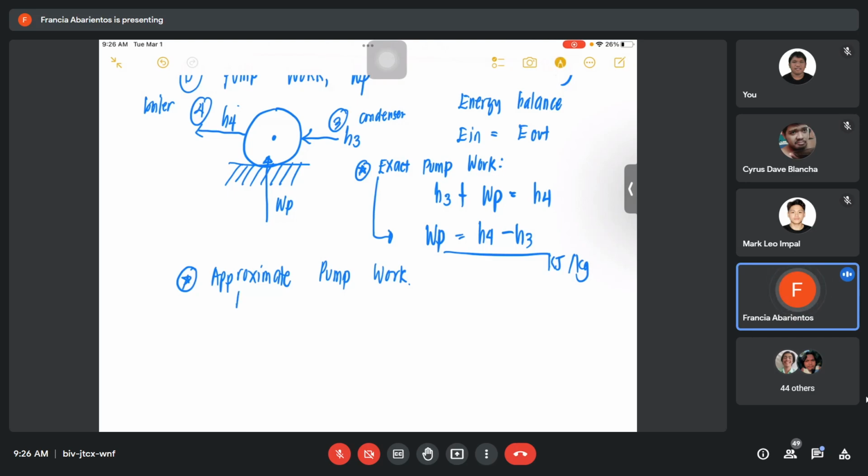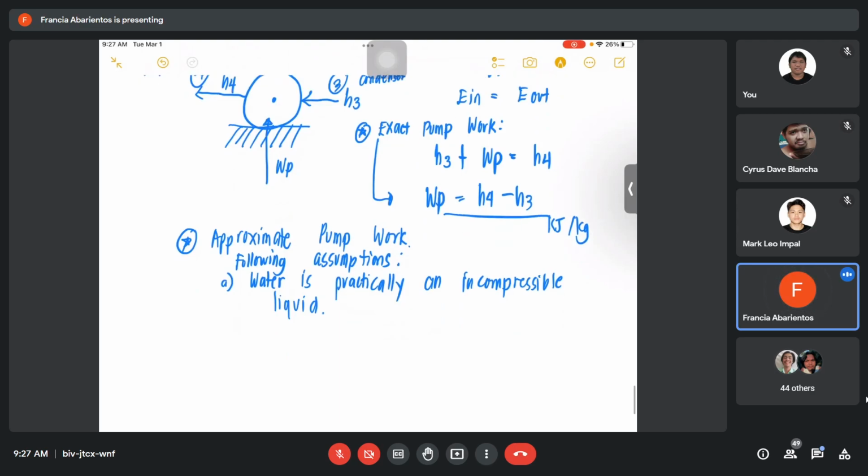Okay. Ano yung mga assumption natin para makompute itong pump? Following assumptions are made to determine the approximate pump work. Okay. Paano yung pump work natin? Kasi water is practically an incompressible liquid. Incompressible liquid. Okay. So, ang gagamitin natin, class, therefore, yung specific volume at 3 is just equal to the specific volume at 4. So, this is a constant volume or isometric process. Kasi incompressible yon, practically speaking.